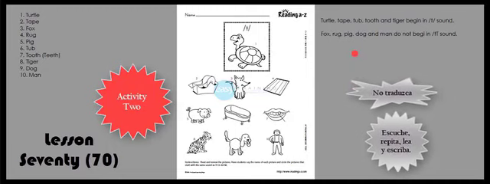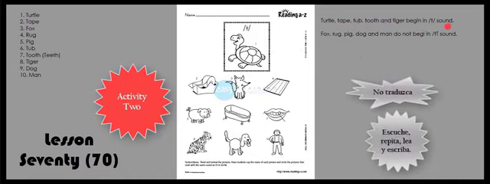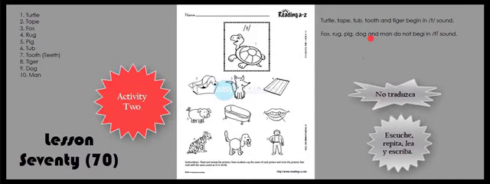Here are the two sentences. Turtle, tape, tub, tooth, and tiger begin in T sound. But fox, rug, pig, dog, and man do not begin in T sound.